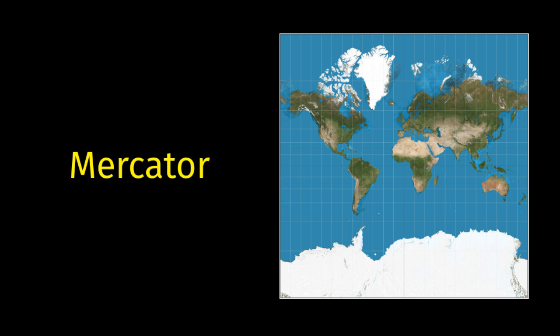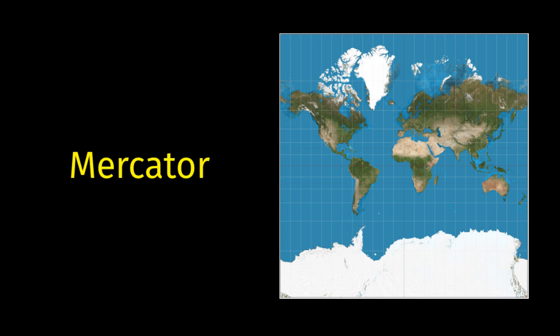But with projections, our question is always, but at what cost? And with the Mercator, well, many people do not realize this, but none of you have ever seen the full Mercator projection. Every Mercator map cuts off the projection at some point before the poles, because the way the Mercator is defined, the poles are at infinity.